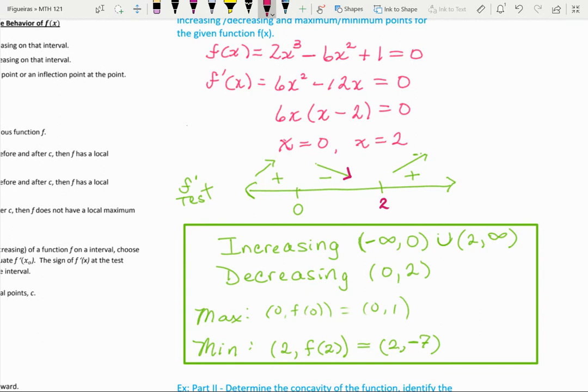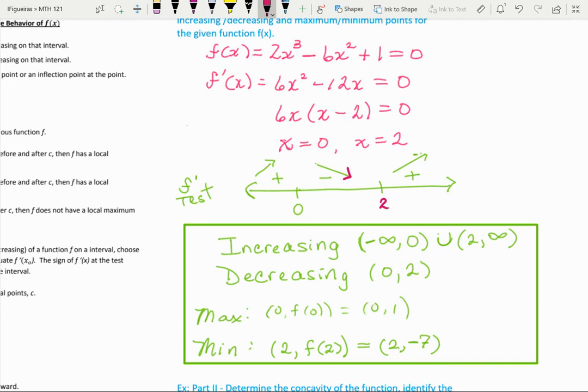So keep in mind that intervals of increasing and decreasing are always open intervals, because at the endpoints at 0 and 2, that's when the derivative is equal to 0, and that's where you have a tangent line that's 0, which means the graph is neither increasing nor decreasing.